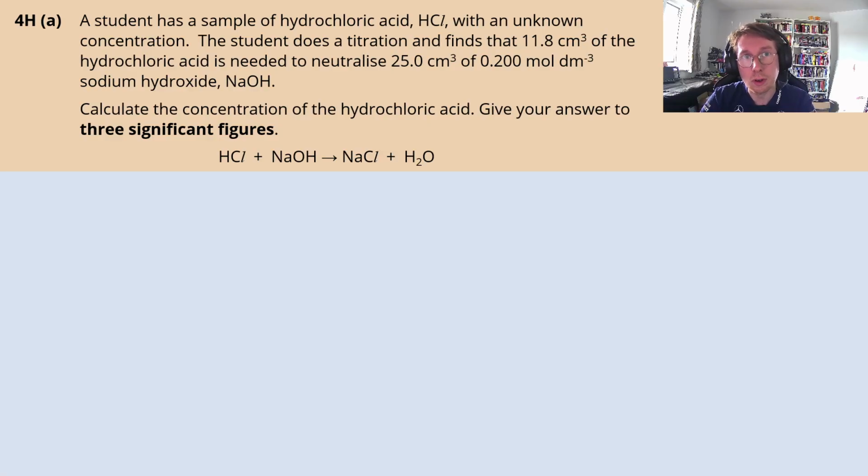If you know the concentration and volume used of one substance and you neutralize it with another that you don't know the concentration for, you can use the balanced symbol equation to figure out that concentration. So let's go for it.